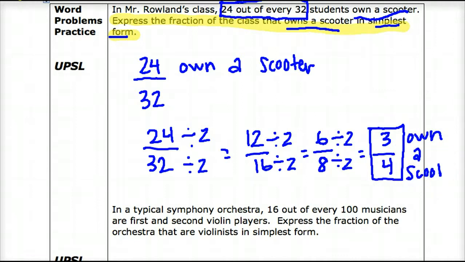Now, that problem could actually have been done a shorter way. I want you to think about what a shorter way of solving this problem could have been and be ready to discuss it in class tomorrow.